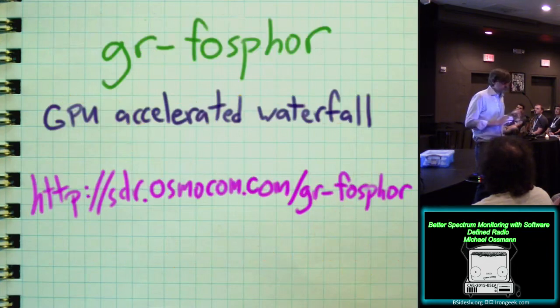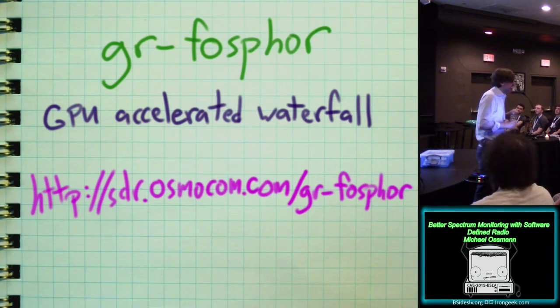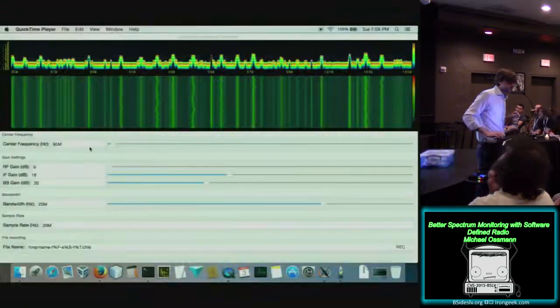So the first thing I want to show you that I'm sure some of you have seen before is a wonderful piece of software called GR-Phosphor, phosphor with an F, a GPU accelerated waterfall display. This is something you can use to solve one of those three limitations. And that limitation is the problem observing transient events. This is some open source software from TNT in the Ossmann group, and check this out.